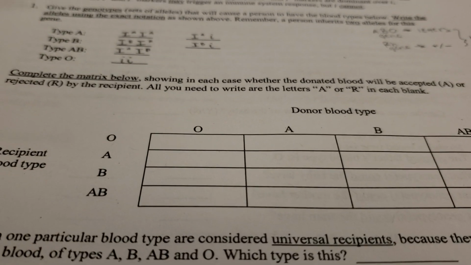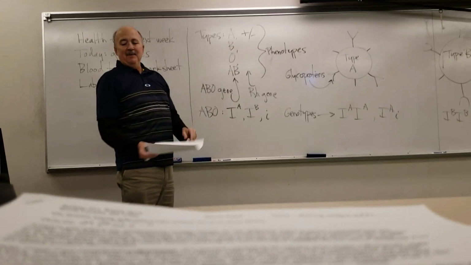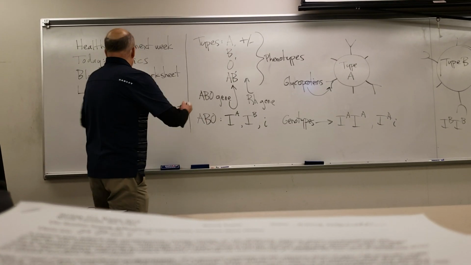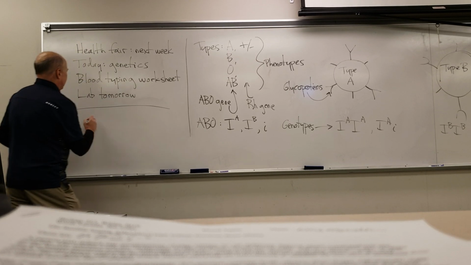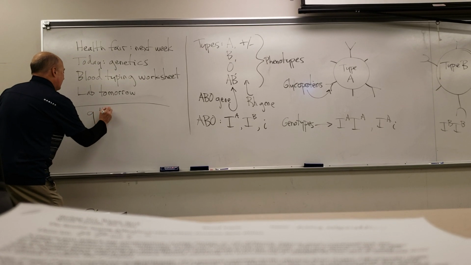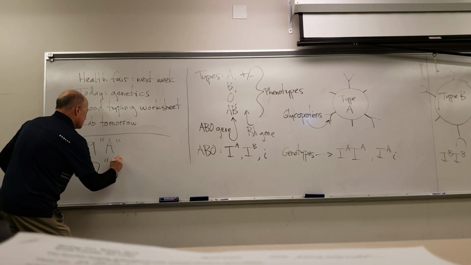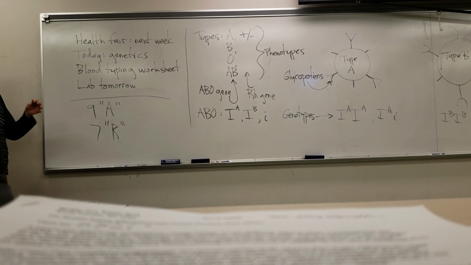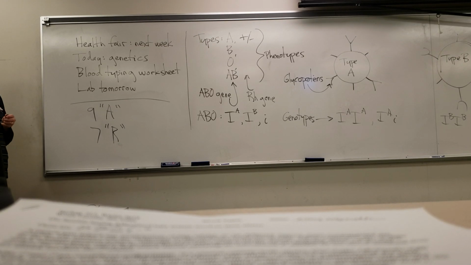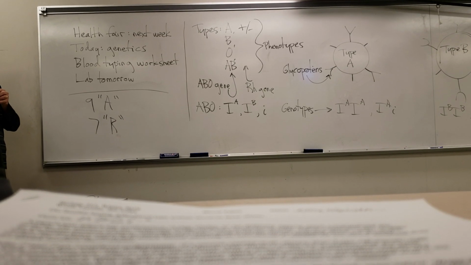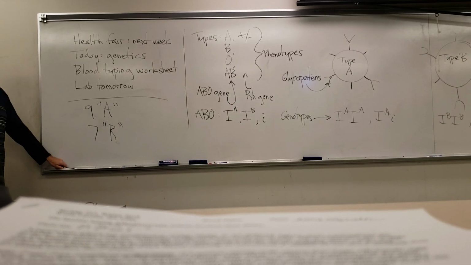Now, this table that's on the front here, I'm going to put up one little hint with that table. 9 letter A's, 7 letter R's. So there's 7 ways the blood gets rejected. Pay attention to who is donating or who is receiving the blood and who is giving the blood there. People sometimes mix that up. But that's on the first page.